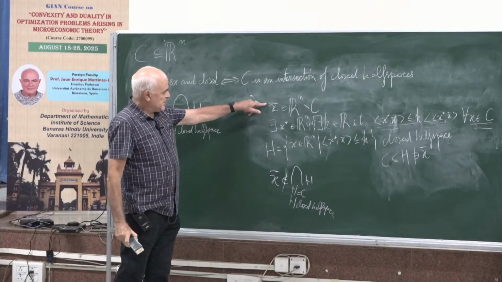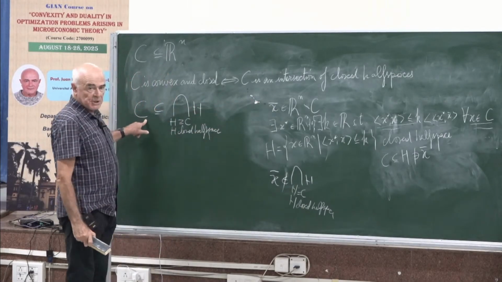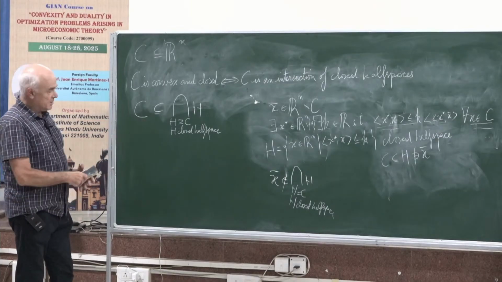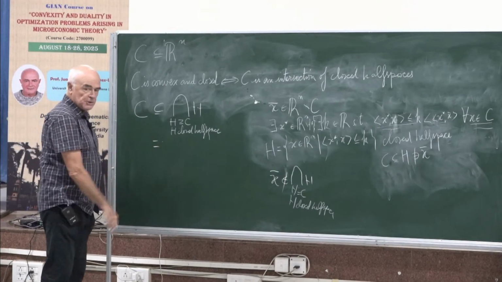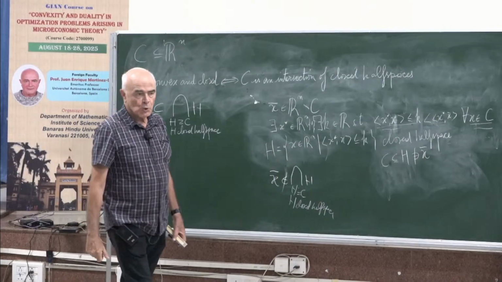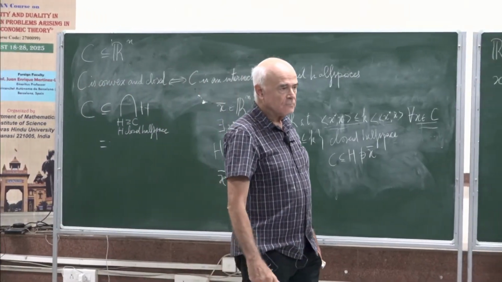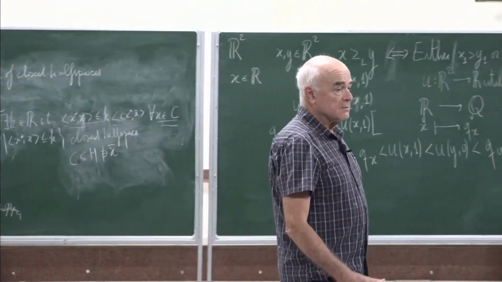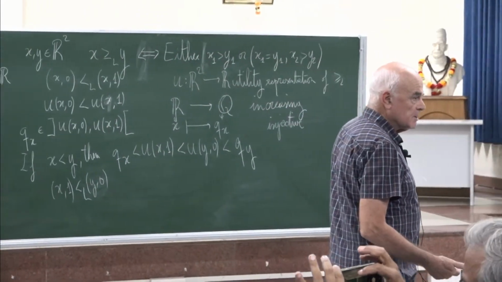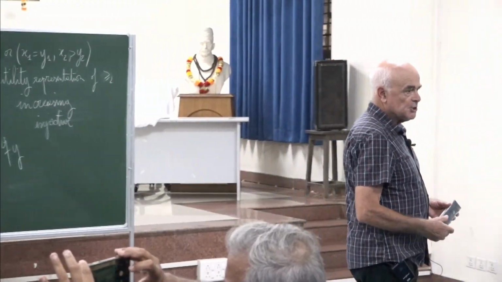So if X bar is not in C, it is not in the intersection. This proves the opposite inclusion. So we have equality. So a set is closed and convex if and only if it is an intersection of closed half spaces.